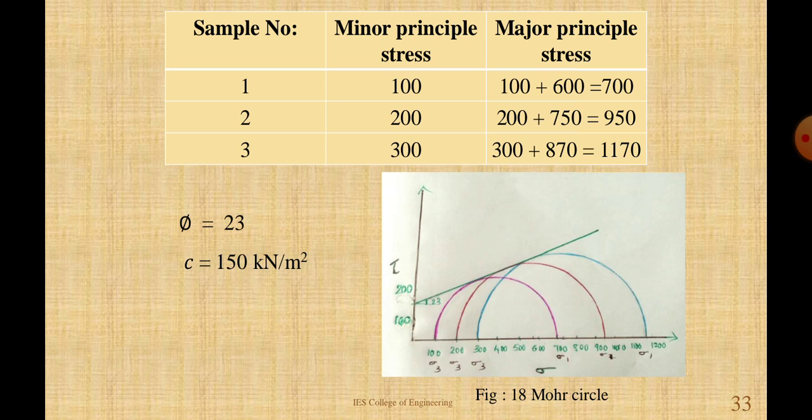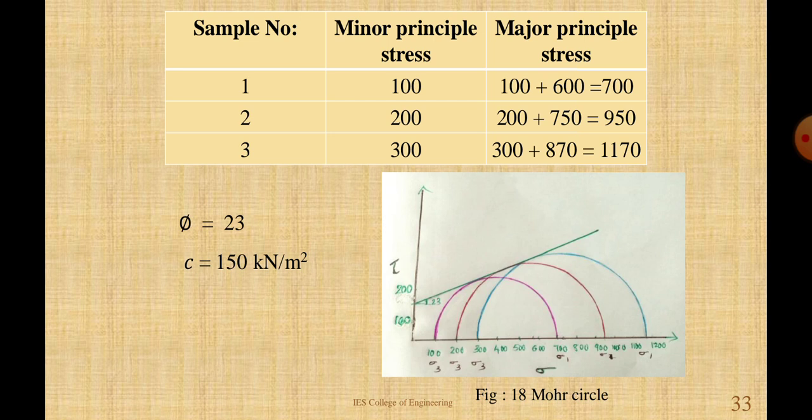For finding c and phi, we are going to draw the graph with tau on the y-axis and sigma on the x-axis. For drawing the Mohr circle, we need to find the center of the circle. Thus, we have to find the average of the two stresses, that is the minor principal stress and major principal stress. Therefore, for sample 1, 700 plus 100 divided by 2 is equal to 400, for sample 2, 950 plus 200 divided by 2 is equal to 575, and for sample 3, 1170 plus 300 divided by 2 is equal to 735.